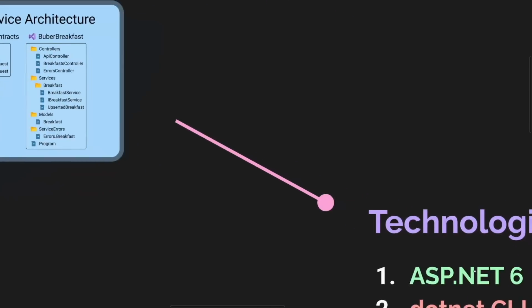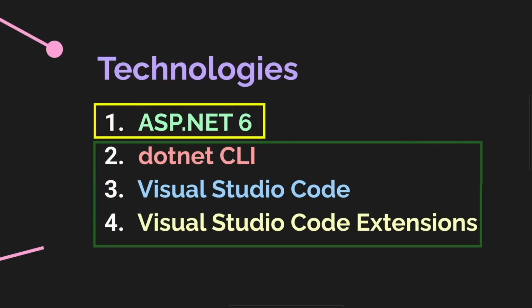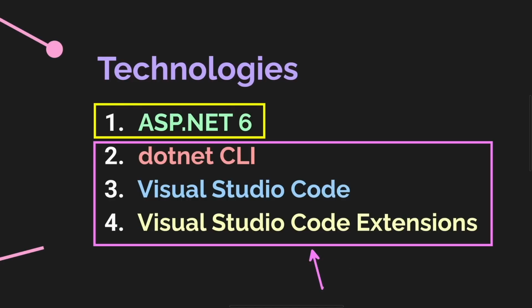Okay, moving on to the technologies that we're going to use. We're going to be using .NET 6, and we're going to use the .NET CLI and Visual Studio Code for everything else. As part of this video, you will get familiar with some new .NET CLI commands and some pretty cool Visual Studio Code extensions, which hopefully you'll be able to take and add to your toolkit.